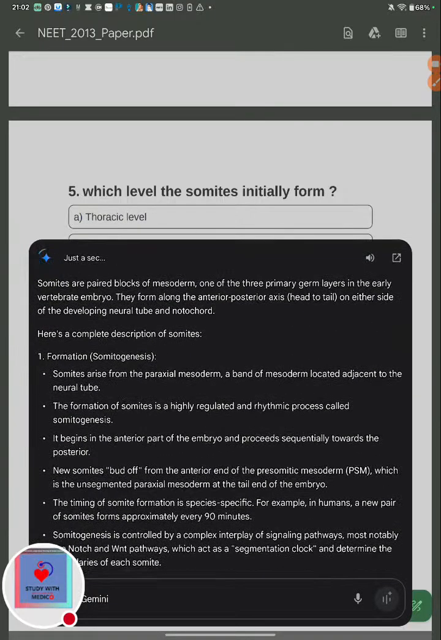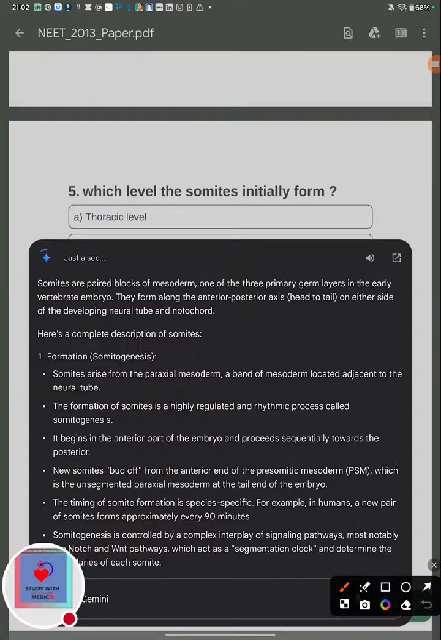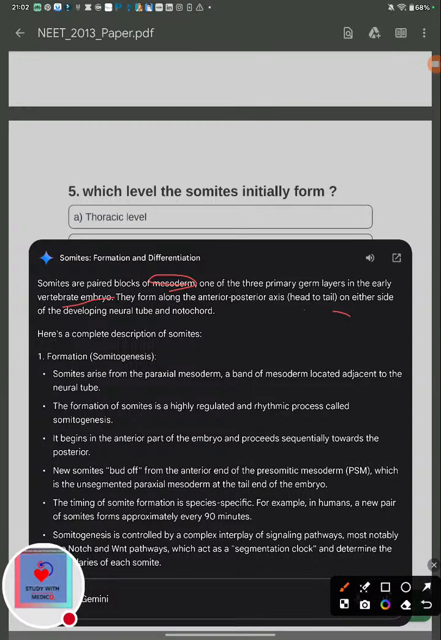Somites are paired blocks of mesoderm. Mesoderm is one of the 3 primary germ layers in the early vertebrate embryo. They form along the anterior-posterior axis, head to tail, on either side of the developing neural tube and notochord. These blocks are called somites.